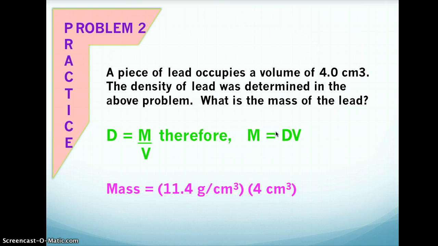So your mass here is equal to 11.4 times 4. Notice your cubic centimeters will cancel out and you'll be left with grams. You also want to round to the correct number of sig figs here. Since you're limited to 2 in the measurement for volume, your answer needs to be expressed to 2 significant figures.